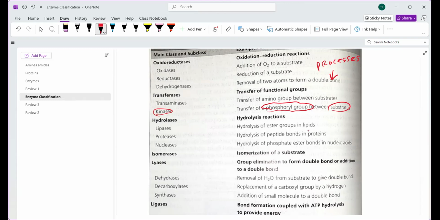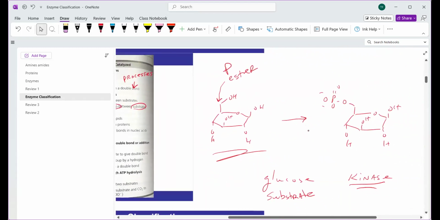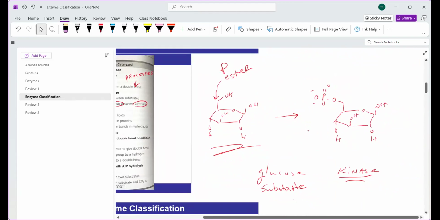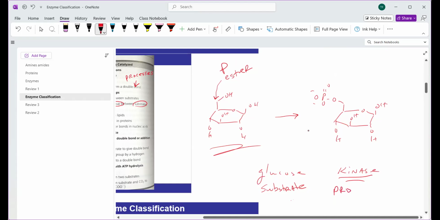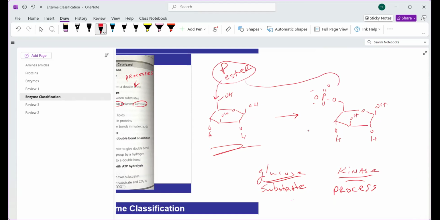So we'll have some questions on your final regarding the process. For example, I would give this as an example. That would be glucose kinase. And this is the process here. It's always in two parts: the substrate, not the final product, what are we starting with? So we're starting with glucose. We're transferring a phosphate group from another phosphate substrate over to here.